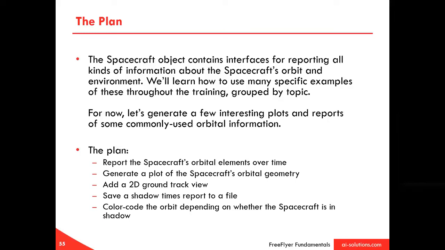In the next few minutes, we will add a report of the spacecraft's orbital elements over time. We'll generate a plot of the spacecraft's orbital geometry. We'll add a 2D ground track view. We'll save a shadow times report out to a file, and we'll color code the orbit depending on whether the spacecraft is in light or shadow.